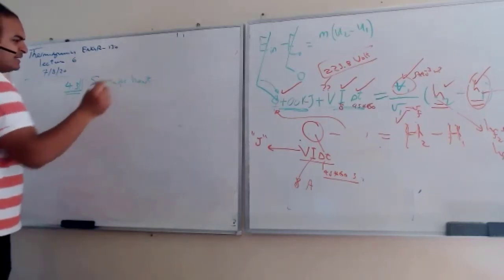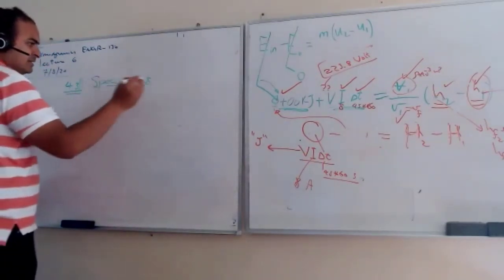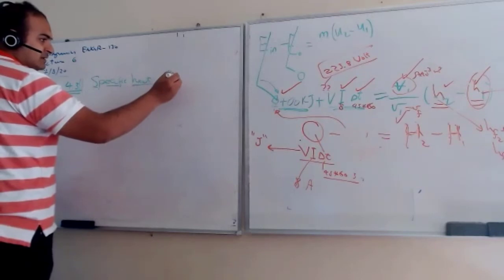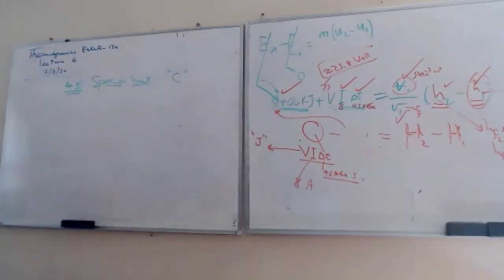Guys, when you hear the word specific, what does it mean? Divide by what? Mass. Exactly. So for specific heats, we divide by mass, but also we divide by temperature. So what does it mean?